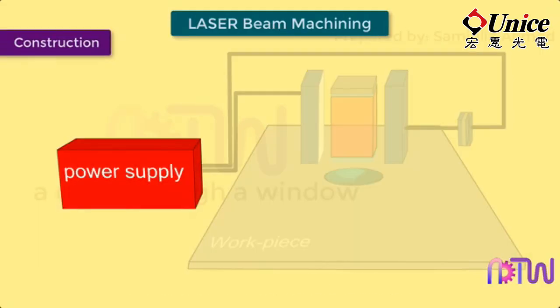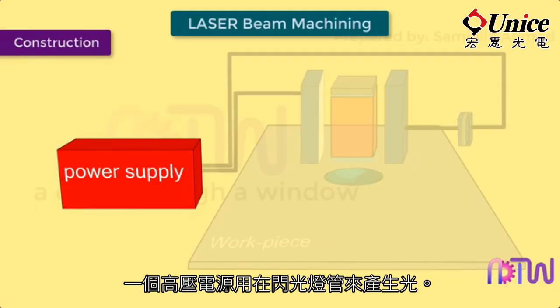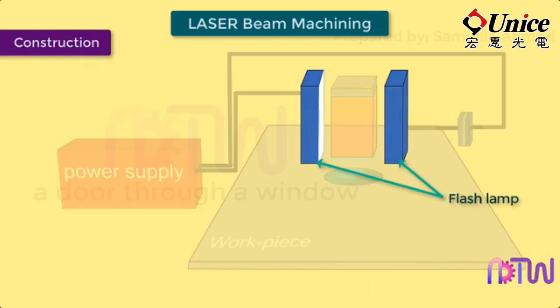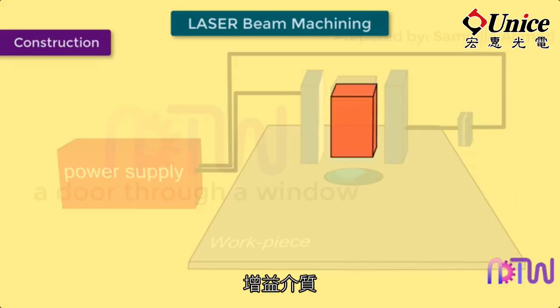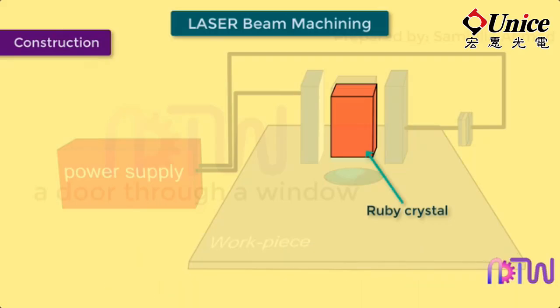Power supply. It requires a power supply of 1 to 10 kilowatts. A high voltage power source is used to produce light in flash tubes. Flash lamp. The flash lamp or flash tube is used to charge the electrons of the atoms in the crystal, which is also called the pumping medium. Capacitor. The capacitor is used for operating the laser beam machine in pulses. Pumping medium. The pumping medium in this case is a ruby crystal, which has a large number of atoms which, when they absorb the energy, their electrons produce photons.